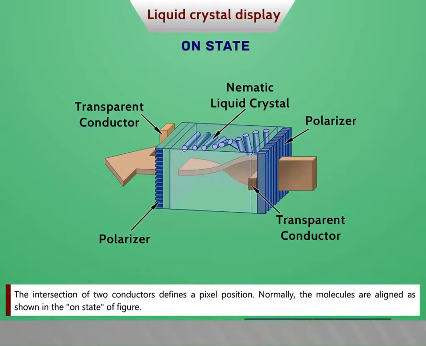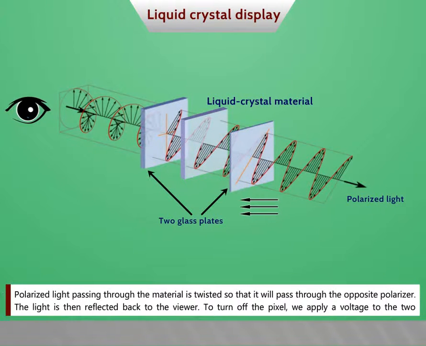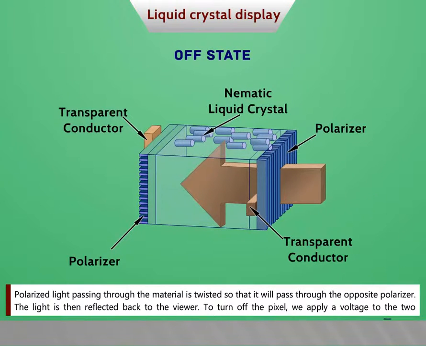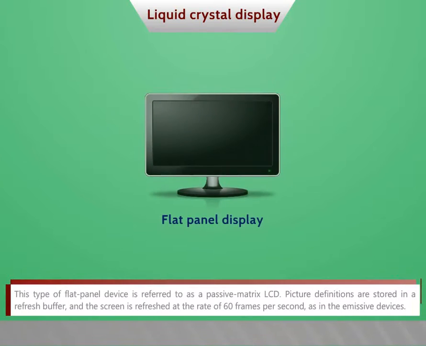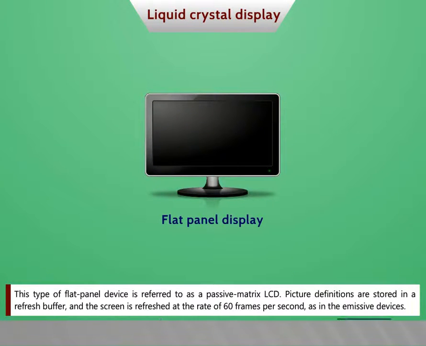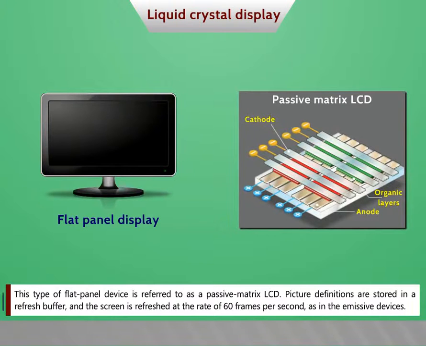Normally, the molecules are aligned as shown in the on-state figure. Polarized light passing through the material is twisted so that it will pass through the opposite polarizer. The light is then reflected back to the viewer. To turn off the pixel, we apply a voltage to the two intersecting conductors to align the molecules so that the light is not twisted. This type of flat panel device is referred to as a passive matrix LCD.